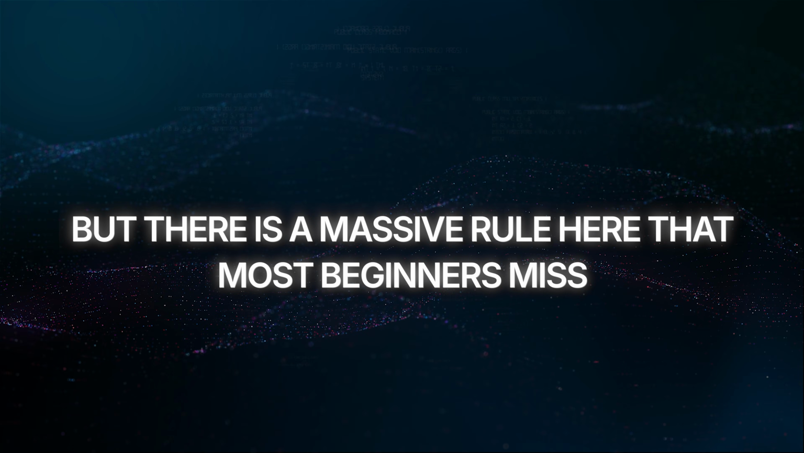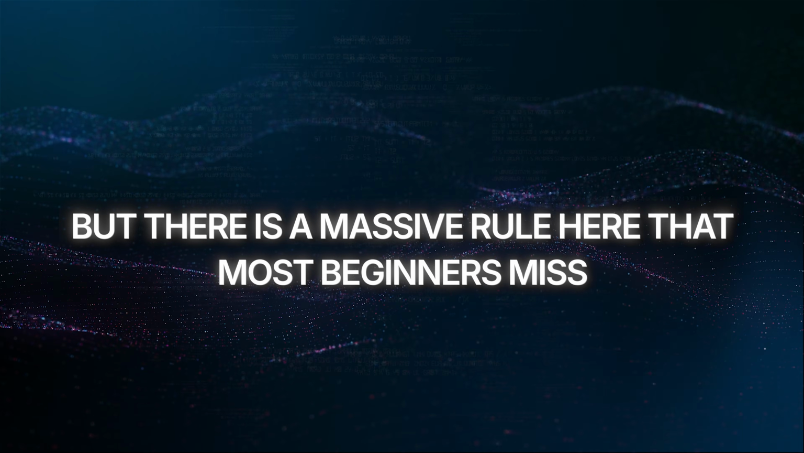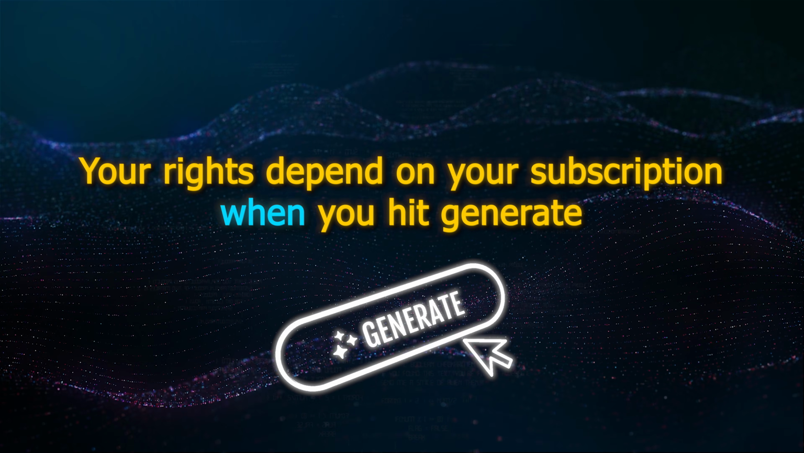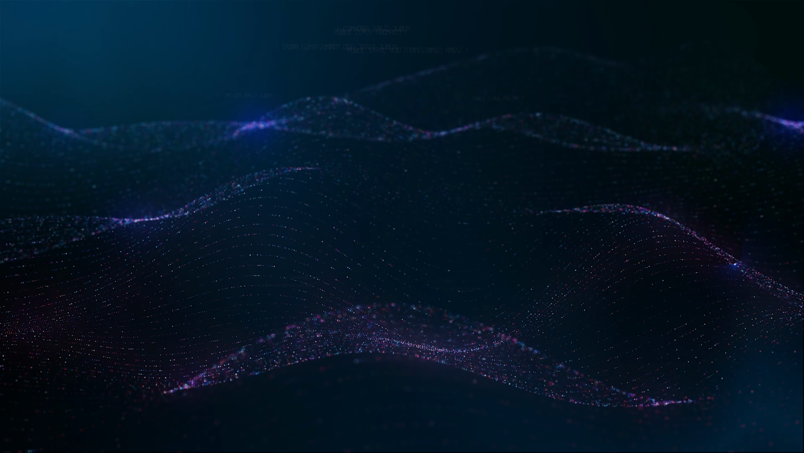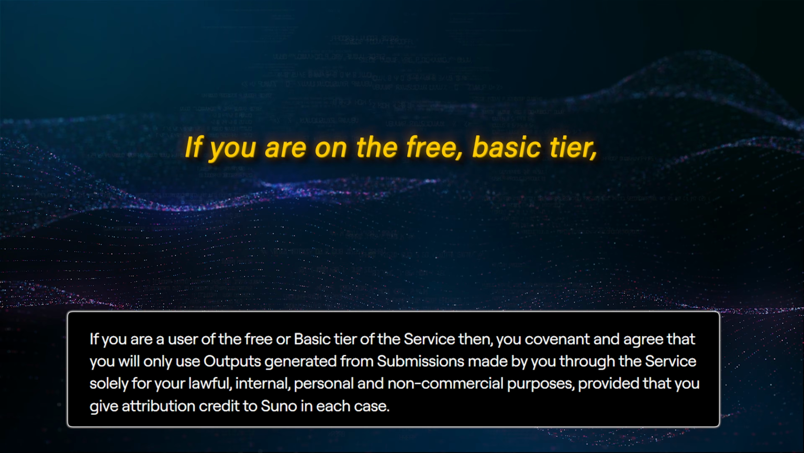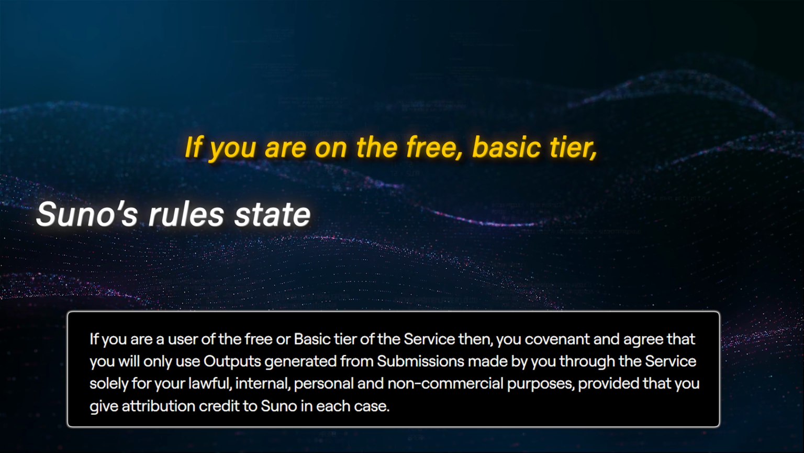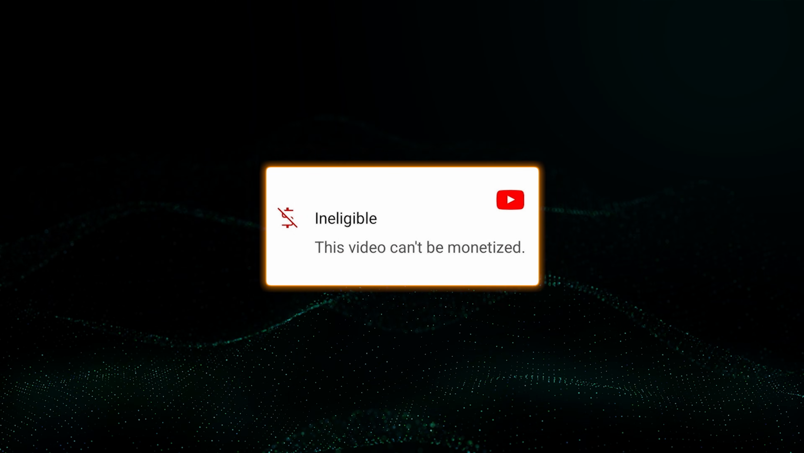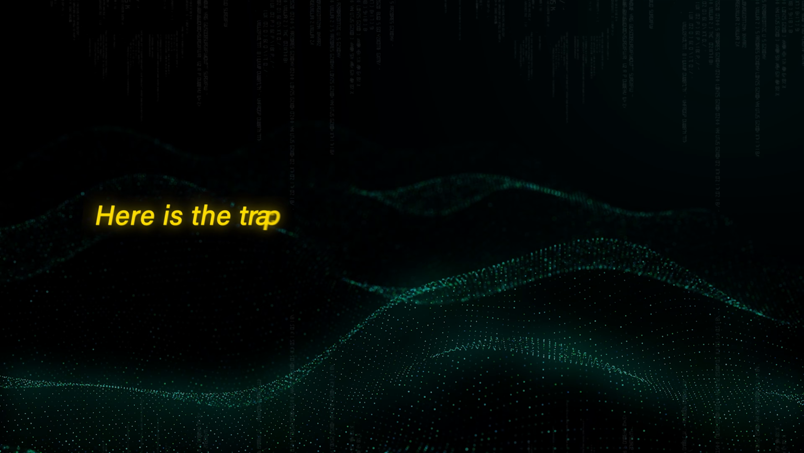But there is a massive rule here that most beginners miss. Your commercial rights are tied strictly to your subscription status at the exact moment you hit the generate button. I call this the locked at birth rule. If you are on the free, basic tier, Suno's rules state that the music is for personal, non-commercial use only. You cannot monetize it.